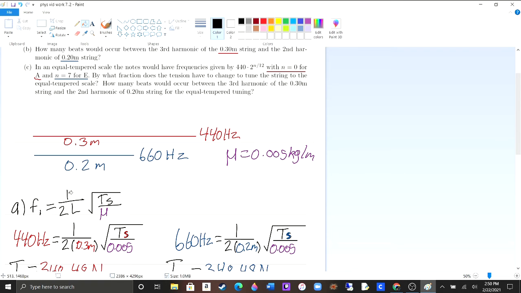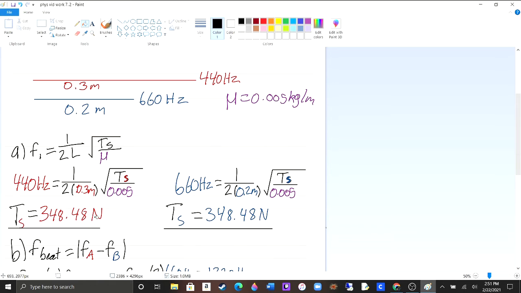The relationship between frequency, length, linear density, and tension is this equation. This is the first harmonic frequency, and we know that's 440 hertz, and this is for string A. 440 hertz equals 1 over 2 times the length, which is 0.3 meters, times the square root of our tension, which is what we're solving for, divided by 0.005 kilograms per meter. If we do this for both, we get that the tension in both strings is exactly 348.48 newtons.